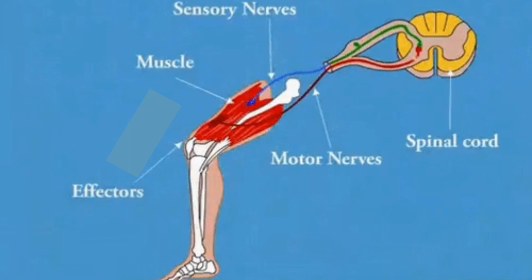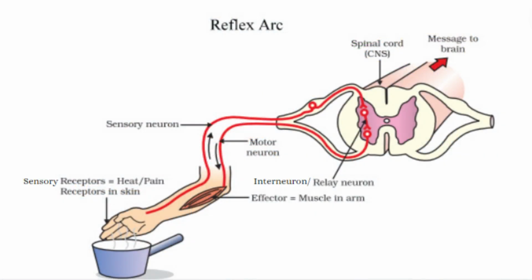Once the sensory signal reaches the spinal cord, it encounters the interneuron. The interneuron quickly processes the information and determines the appropriate response. The interneuron then sends a message to the motor neuron, which is responsible for carrying the response signal from the central nervous system back to the muscles or glands.